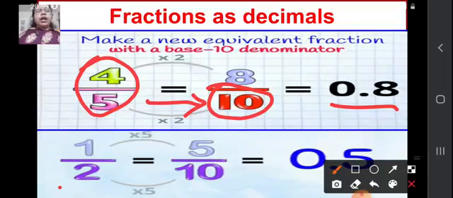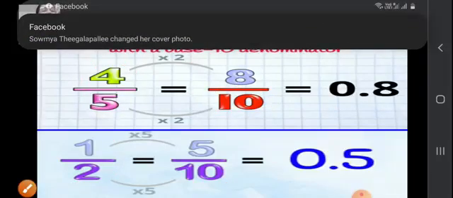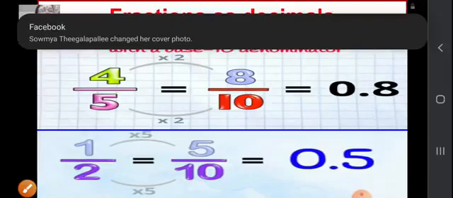Similarly, if we have 1 upon 2, then to change this into an equivalent fraction with 10 as the denominator, we multiply both the numerator and the denominator by 5, and what do we get? We get 5 upon 10, and 5 upon 10 can be written as 0.5.